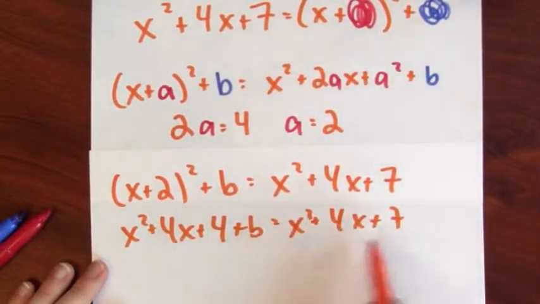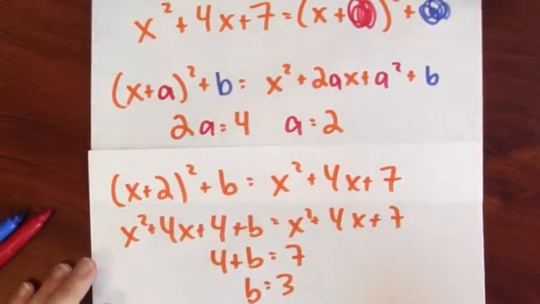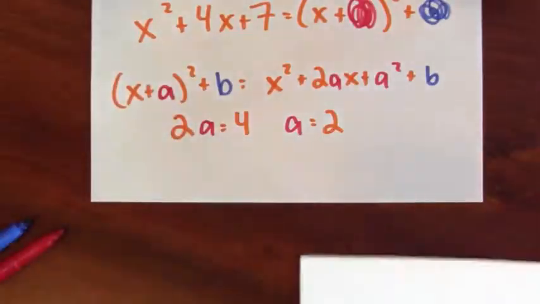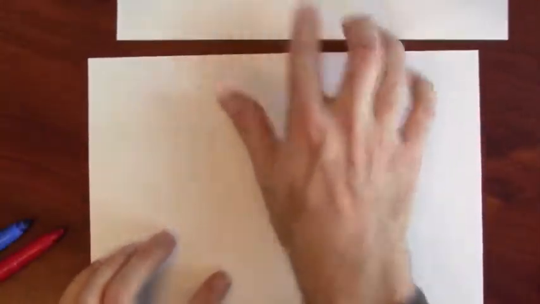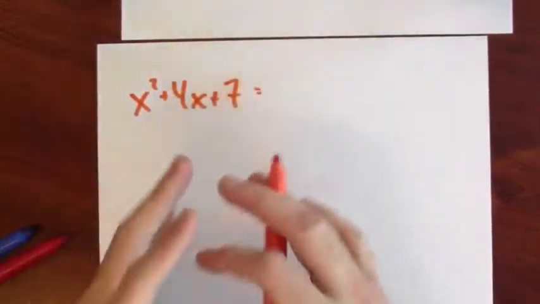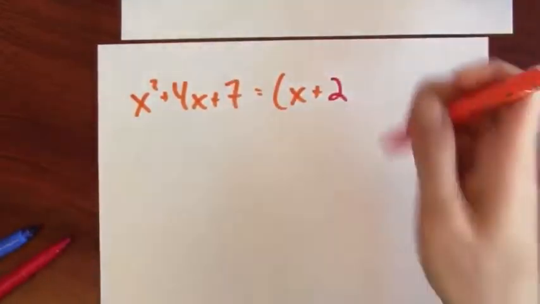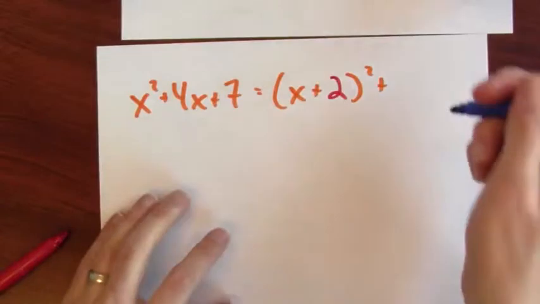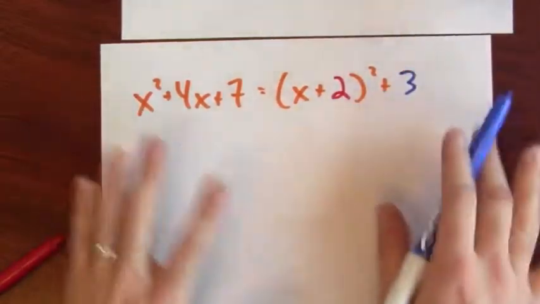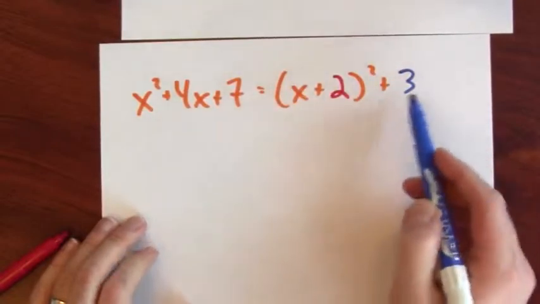And that tells me what b had better be, right? I've got 4x and I've got an x squared, and I got 4 plus b is 7. All right, so 4 plus b is 7, so b is 3. Let's summarize. So what I've got here is that x squared plus 4x plus 7 can instead be written as x plus, in this case, 2 squared plus, and then for b, I've got 3. So I've rewritten this quadratic polynomial as a linear term squared plus some constant.